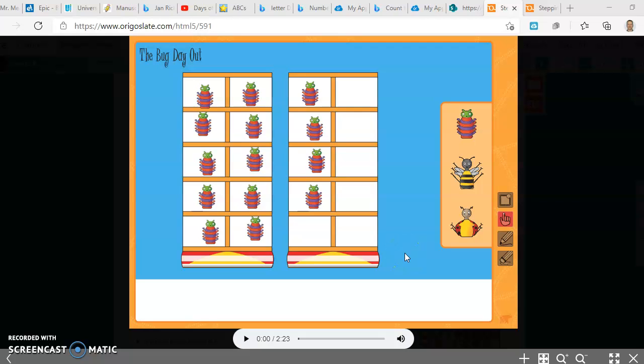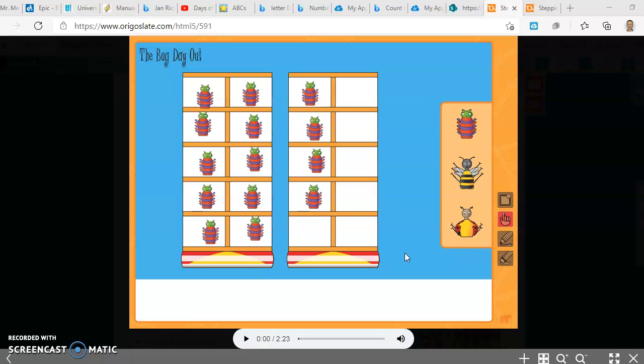This week we are talking about teen numbers. We're continuing to talk about teen numbers. And today we're going to talk about one more and one less when we're talking about a number. So remember last week we talked about how teen numbers is always 10 plus another number. Okay, 10 plus another amount.